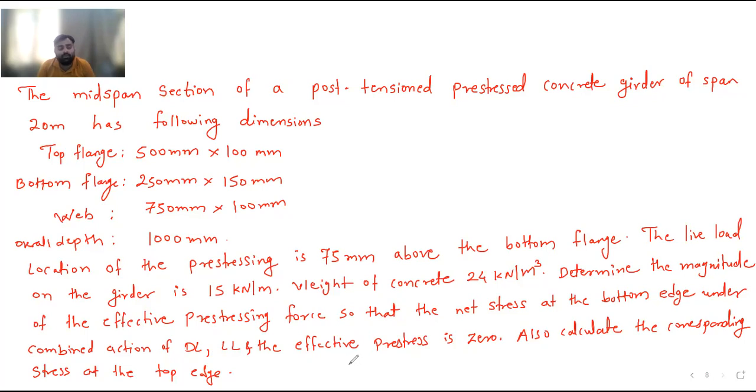Also calculate the corresponding stress at edge. Here I will tell you what is the condition given in the problem. They have given you P by A, P by Z, and M by Z equal to 0 at bottom. So this is plus, this is minus, this is B, this is B. Calculate all the values required for this and solve this problem. This condition is given.